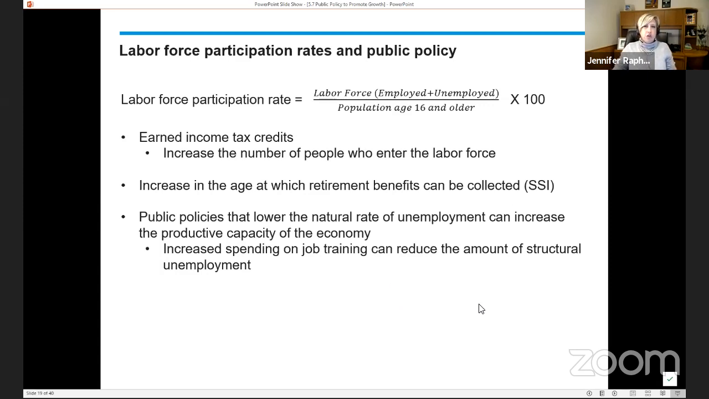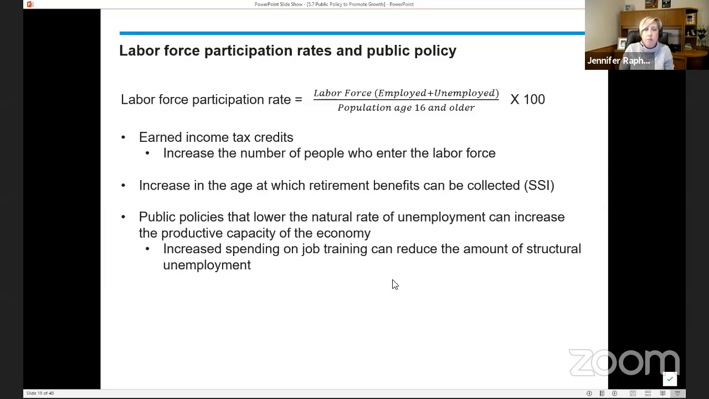We don't want to get into too much detail, but you probably want to understand that government policies can influence the natural rate of unemployment. And a great concrete example would be increased spending on job training. So remember that structural unemployment exists when there's a mismatch between the skills workers have and the skills needed by workers in the economy. And so structurally unemployed people are out of work for as long as it takes, and they're part of the labor force.